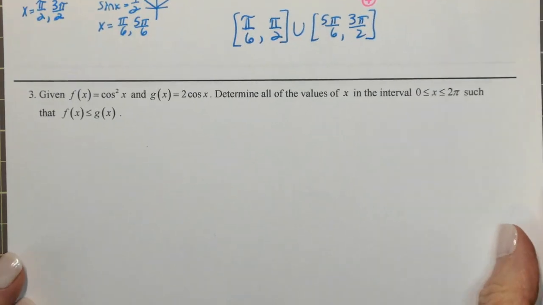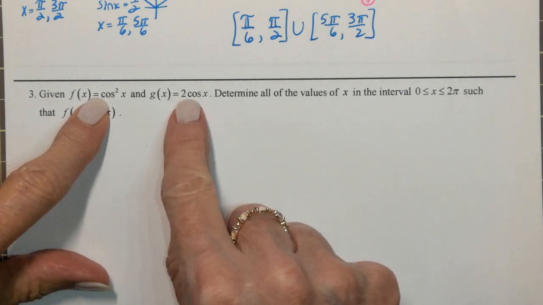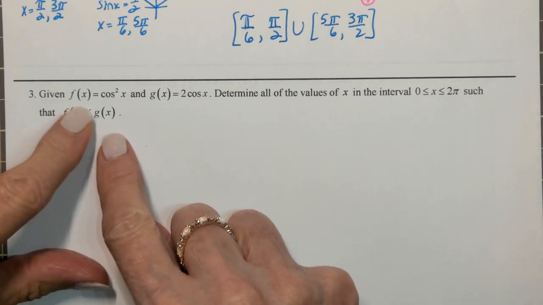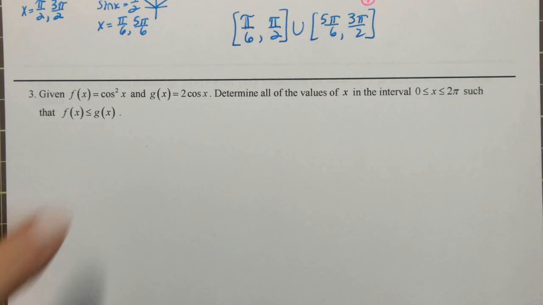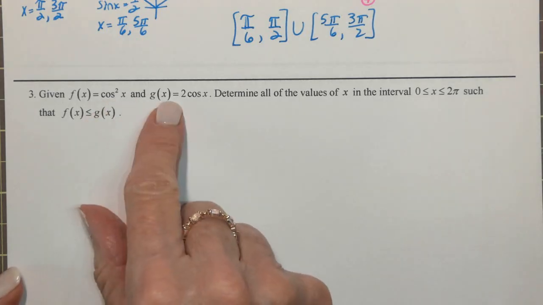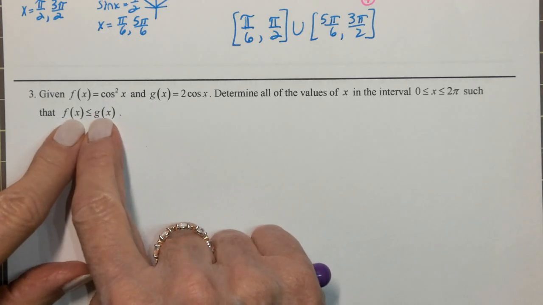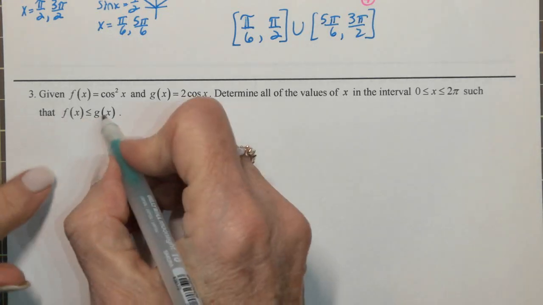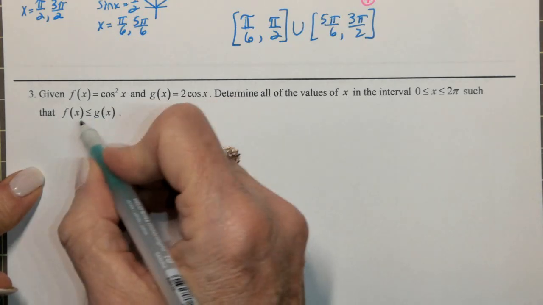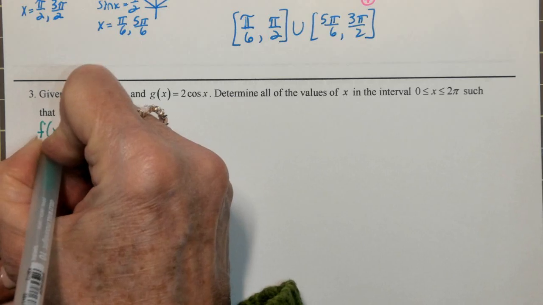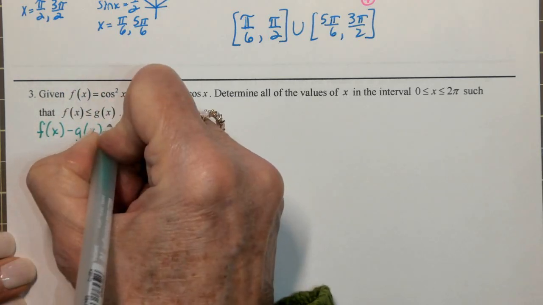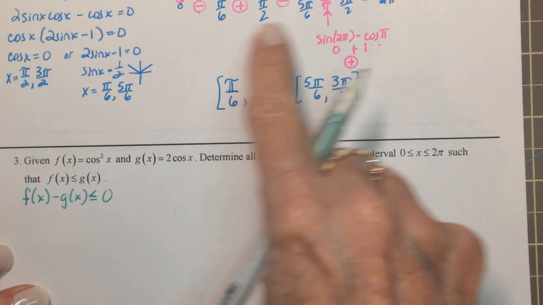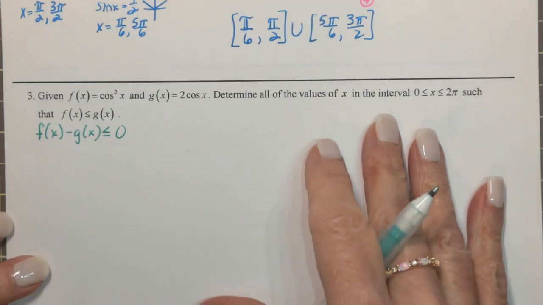Number 3. Here's f, here's g. Determine all the values of x between 0 and 2 pi where f is less than g. So I want f to be less than g. If I take this little inequality right here and solve it, getting everything on one side, I'm going to move the g of x to the other side, and then I will have f of x minus g of x is less than or equal to 0. I'm doing that to get 0 on one side so that I can do a sign chart like we've been doing.